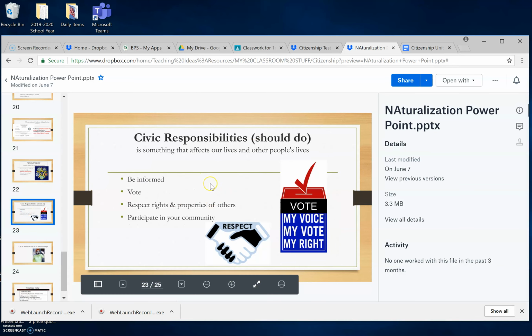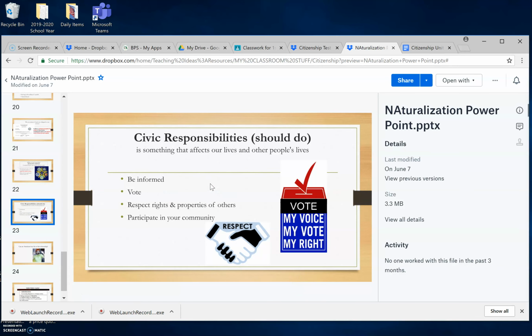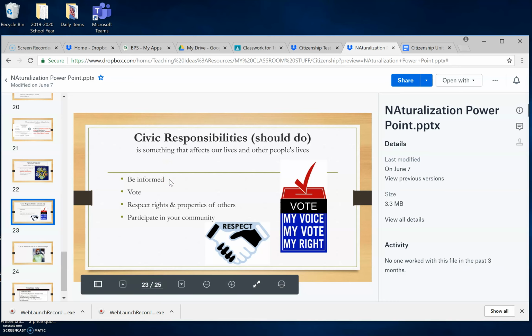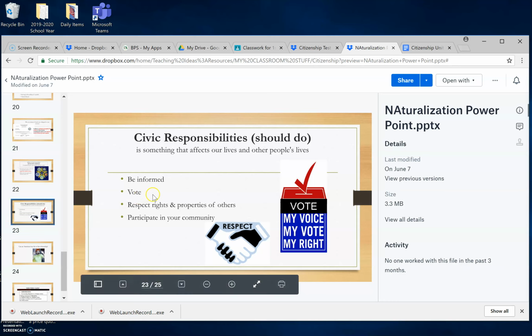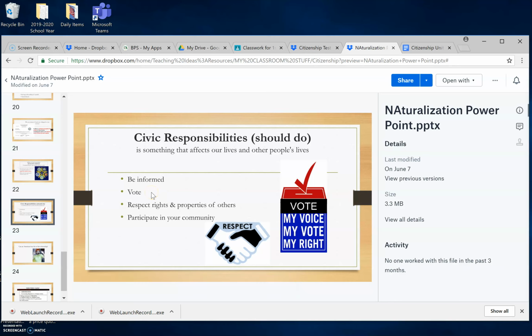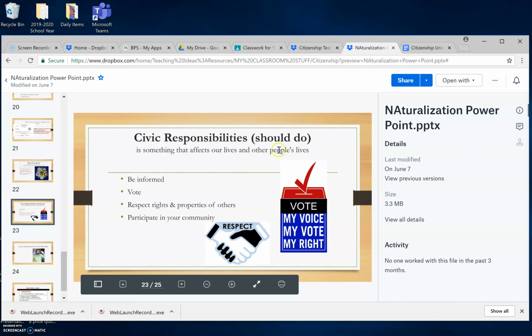So civic responsibilities, these are things you should do, but you don't have to do. Be informed. No one's going to come arrest you for not being informed. Okay, and being informed is not getting your news from social media. No. It's actually being informed. Vote. No one's coming to your house to get you if you don't vote. But it's something you should do. It's a responsibility. It's something you should do, but you don't have to. Respect rights and property of others and participate in your community. Okay, and so that's the end of that.